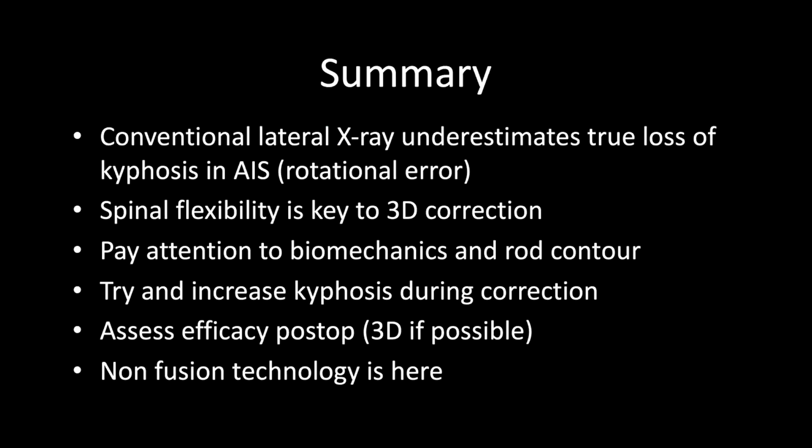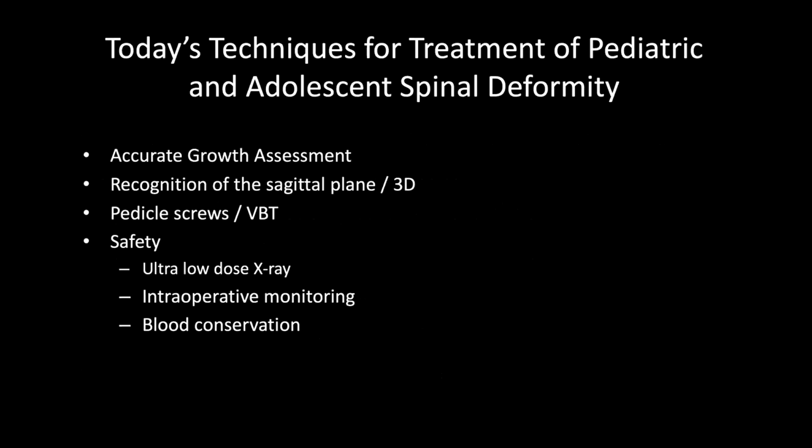So in summary, I would urge you to look at the three-dimensional aspects of scoliosis and look for that accentuation of lordosis at the apex. Spinal flexibility is the key to 3D correction. And I would urge you to look at different facetectomies and osteotomies to make that spine more flexible. Pay attention to rod mechanics and rod contouring. Try and increase kyphosis whenever possible in those patients who need it the most. Look at your 3D correction as your report card to a job of how you're doing. And non-fusion technology is here, but needs further study.